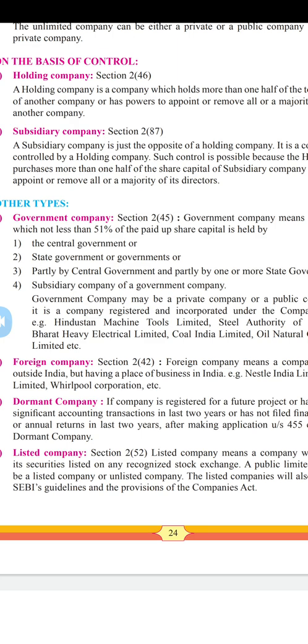Then fourth is listed company. Listed company means a company which has any of its securities listed on any recognized stock exchange. Apart from the provisions of the Companies Act 2013, the listed companies will also have to follow SEBI's guidelines. SEBI, that means Securities and Exchange Board of India, keeps control on the share market in India. That means all the guidelines of SEBI should be followed by the listed company. A public limited company may be a listed company or an unlisted company.